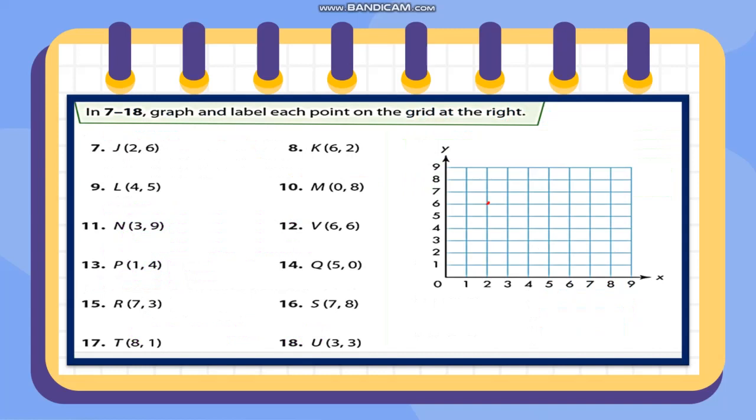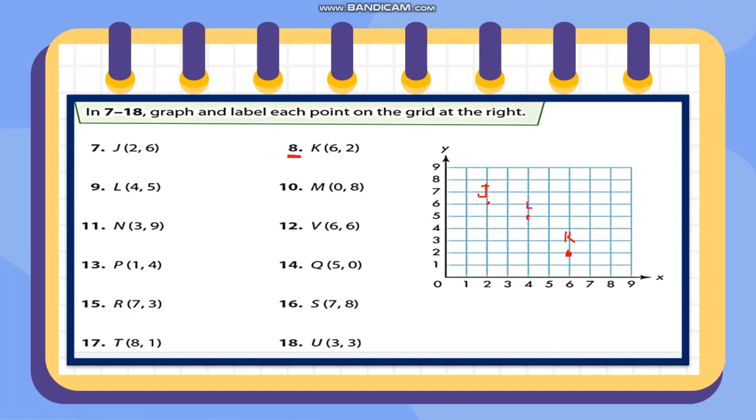And this must be letter J. Another is number 8, letter K, (6, 2). So from the point of origin, move to the right 6 units, then 2 up, 1 and 2. So this must be letter K. Okay, then (4, 5). From the point of origin, 4 movements going to the right, then 1, 2, 3, 4, 5 going up. So that is letter L.